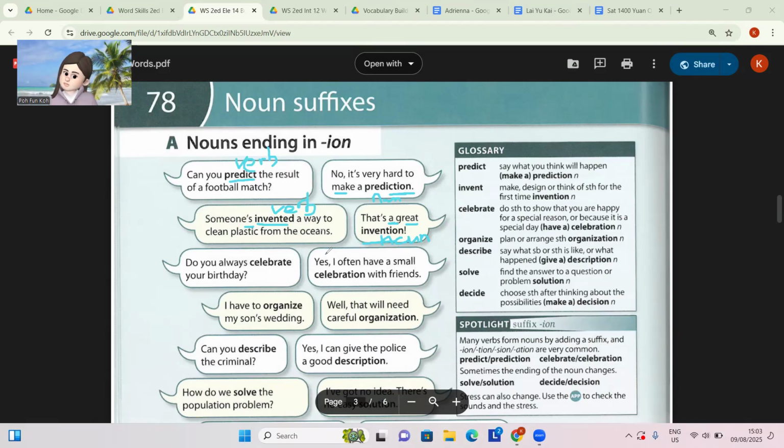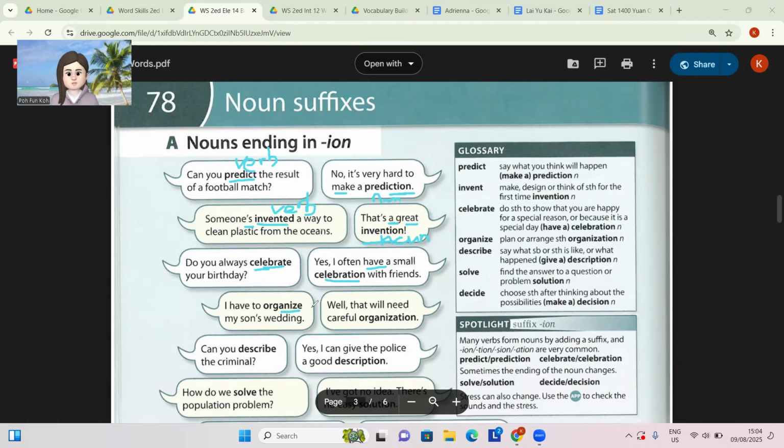Next example, celebrate is a verb. Celebration is a noun. So how do we use celebration as a noun? We put a verb in front of celebration: have. Have celebration. How do we use the verb? I celebrate my birthday with family. How we use a verb is very simple. After a person, Yu Kai celebrates his birthday. Yuan Qing celebrates her birthday. This is how we use a verb.